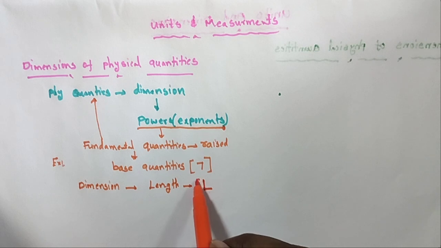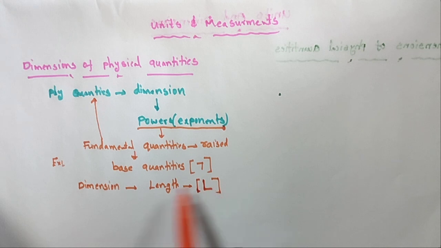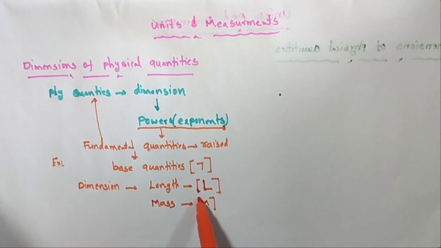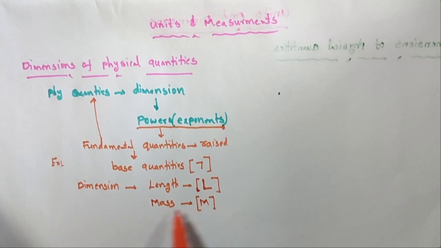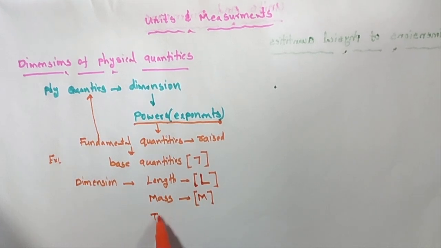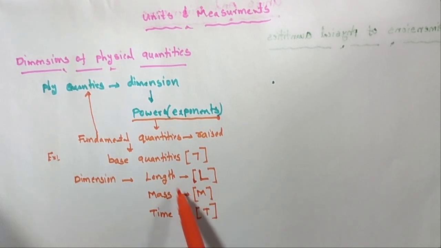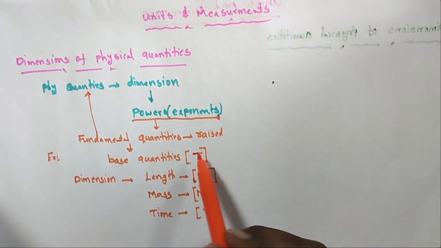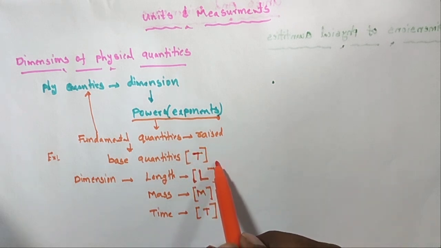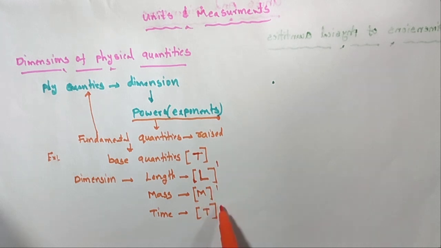Here I am taking a square bracket. This square bracket shows the dimension of the length. Suppose I am taking the mass. What is the symbol of the mass? M. Here the square bracket shows the dimension of the mass. Similarly, let us take time, and its dimension is T. So length, mass, time are fundamental quantities. What are the powers here? L power 1, M power 1, T power 1.